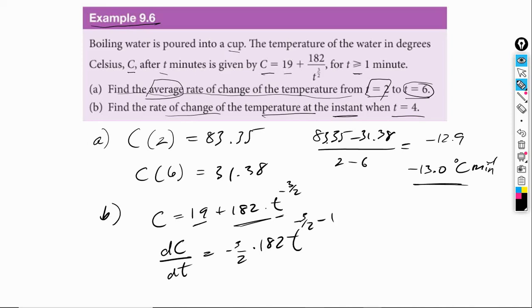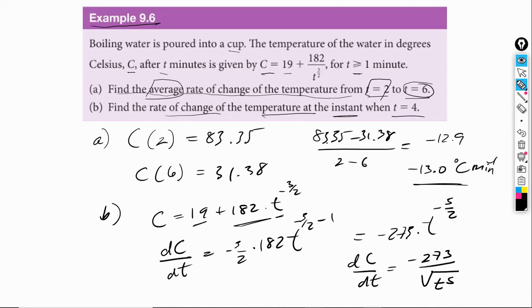And this is going to give us, let's see, what is it? Negative 273 times t to the minus 5/2, right? Because negative 3/2 minus 1 is negative 5/2. Okay, and this we can rewrite as the rate of change of the temperature being equal to negative 273 divided by the square root of t to the 5.